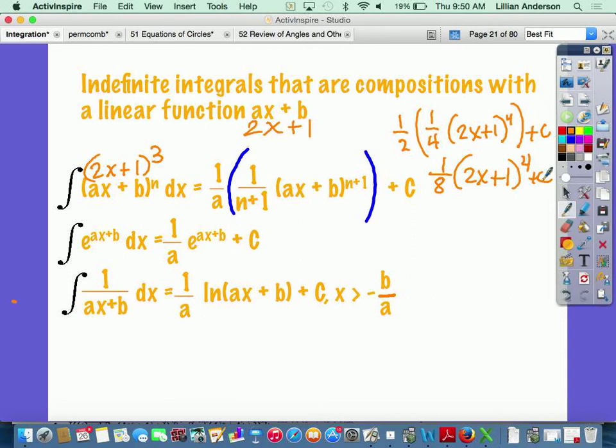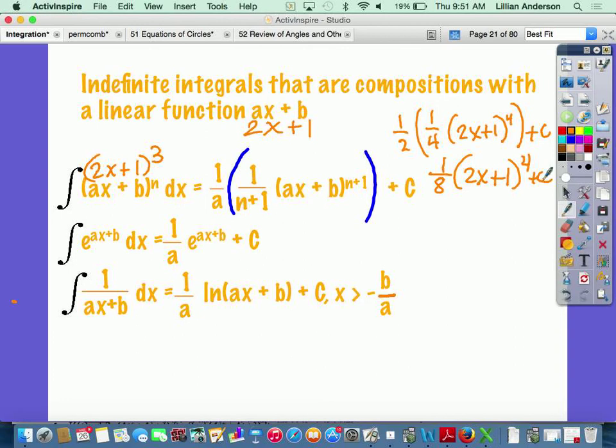So if you have e raised to a linear expression, 2x plus 1, even a 4x. A 4x is a linear expression. Okay? This will be your process here. Whatever a is, 1 over a. And if it's 1 over a linear expression, then it's 1 over a ln of that linear expression.